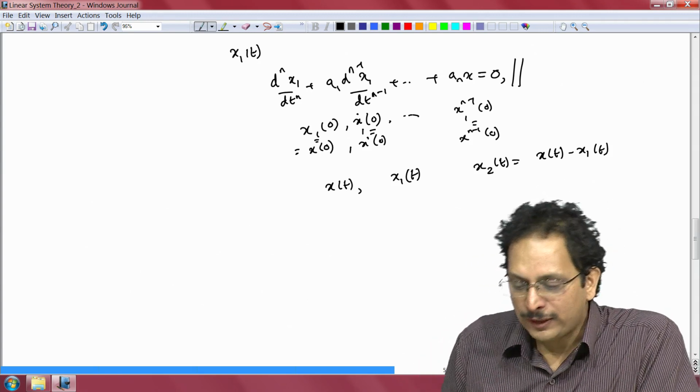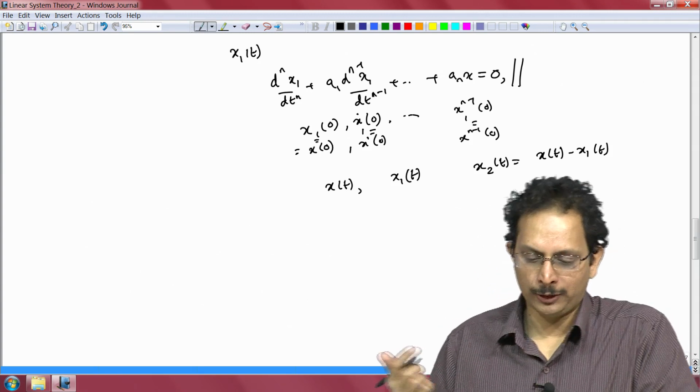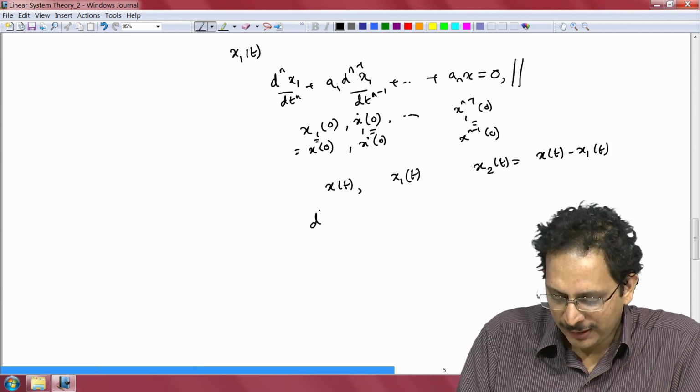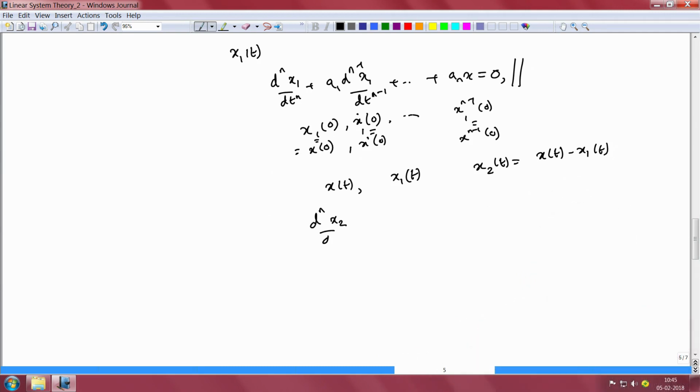Now if x2 of t is a solution to this differential equation, what does it mean? It means that the nth derivative of x2 with respect to time plus a1 times the (n minus 1)th derivative of x2 with respect to time, and so on and so forth, plus a n times x2 is equal to 0.